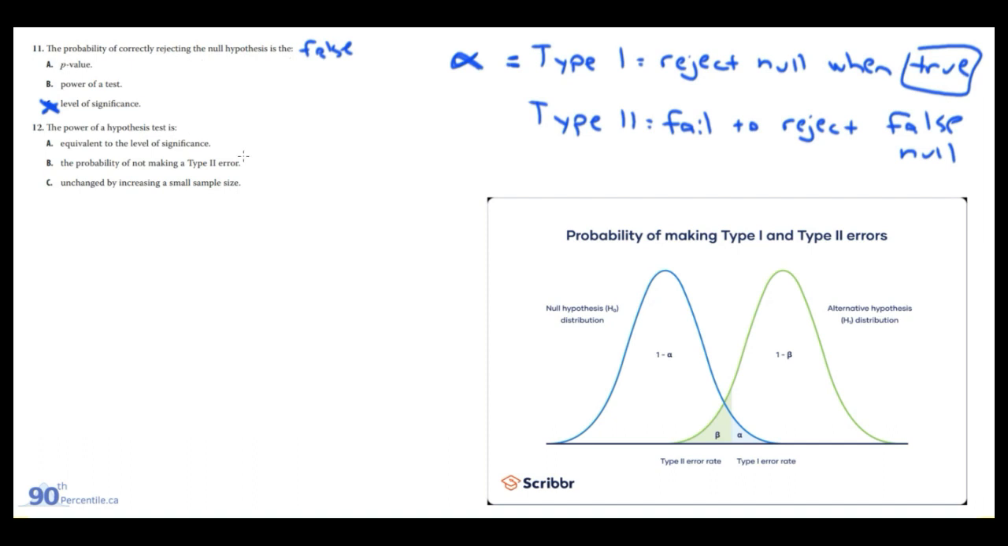For p-value, I'll come down to this chart. Let's say we were doing a one-sided test with a 95% confidence level, which translates to a 5% level of significance. And our z value was over here.